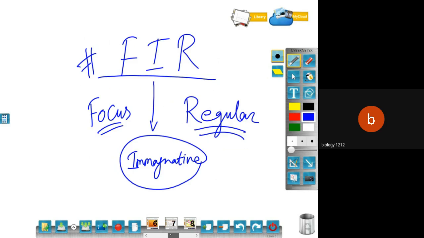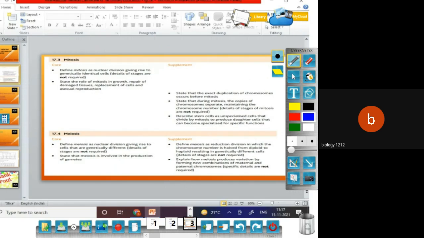Moreover, a few slides that I want to show you here. I hope you will get through this. So this is what we have here for the core and extended. As you can see, we have a core topic here. For example, I'm showing you the topic related to genetics, mitosis. Core students can study basically the definition and the role of mitosis, whereas an extended student, also known as supplement, should know how the chromosomes are dividing, how the mitosis is taking place and the different cycles of that, and describe the stem cell.